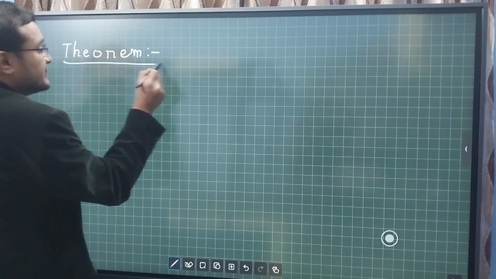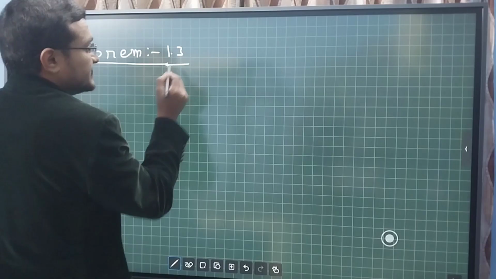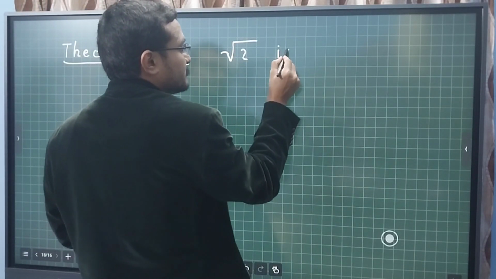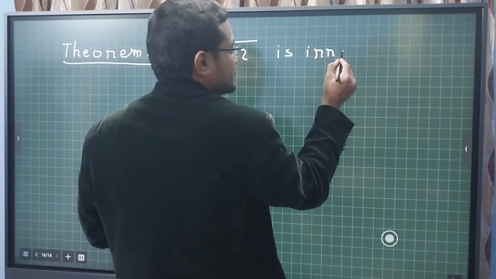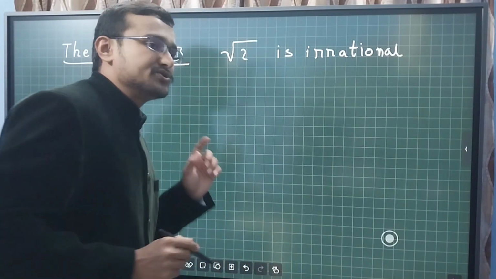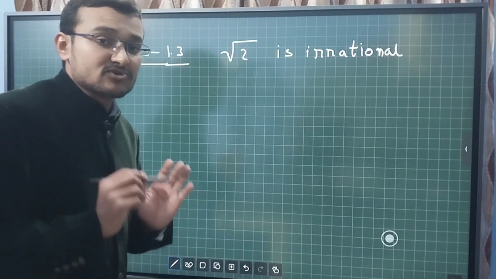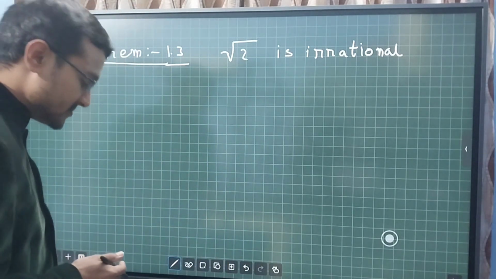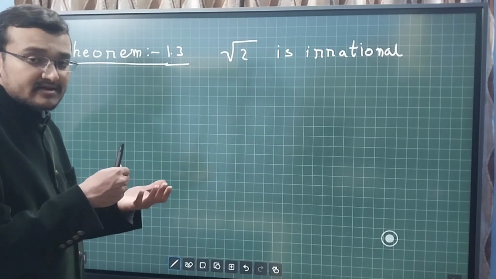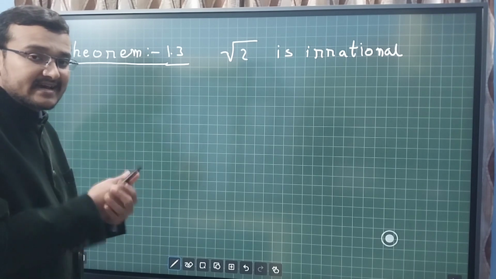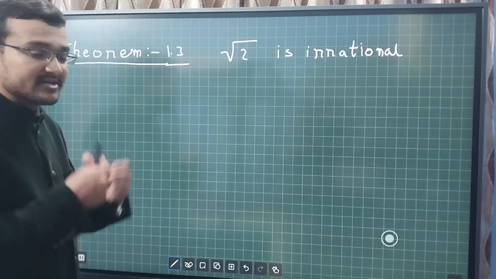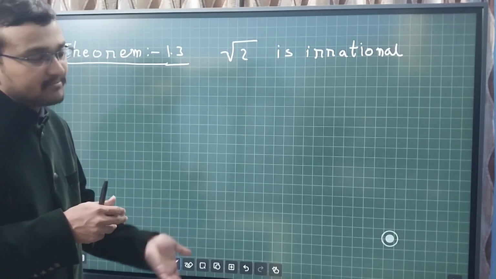In theorem 1.3, you have to prove that root 2 is irrational. So how to prove root 2 is irrational? In order to prove it, first we assume that root 2 is a rational number, and we see whether we get any contradiction. If we get a contradiction, then the initial assumption is wrong. That is, root 2 will not be a rational number, it will be an irrational number.